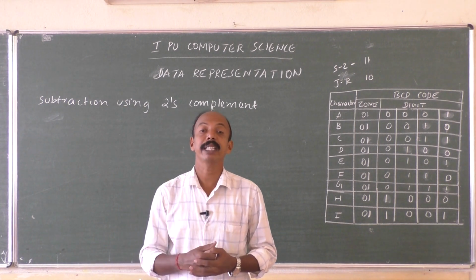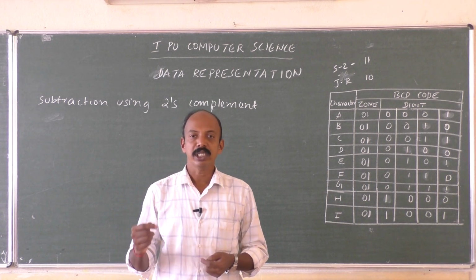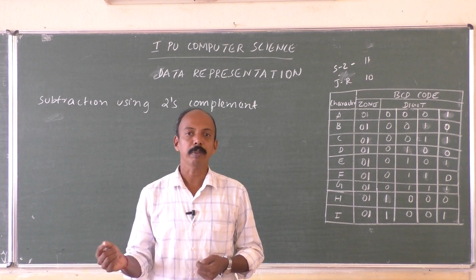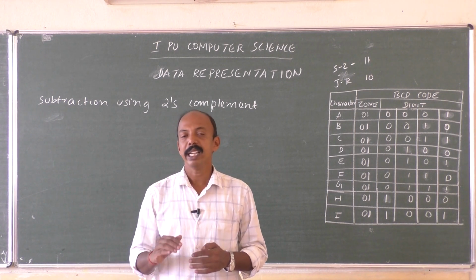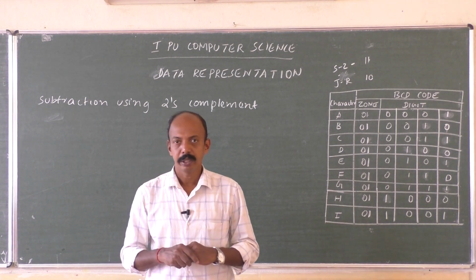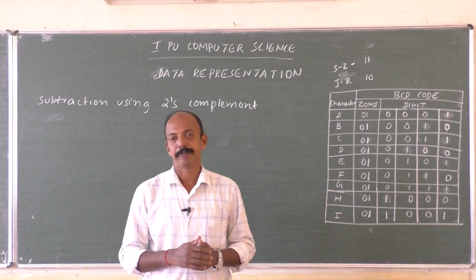But when we are subtracting a larger number from a smaller number, after adding 1's complement of the subtrahend to the minuend in binary form, there won't be any end around carry. So what we need to do here is take 1's complement of the result.